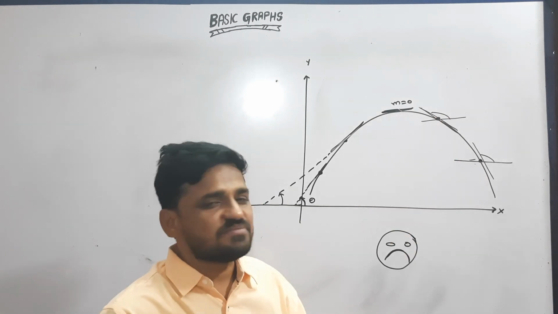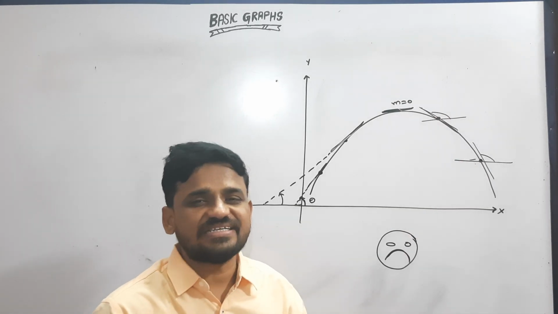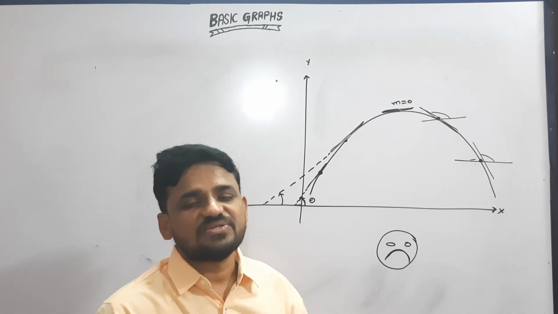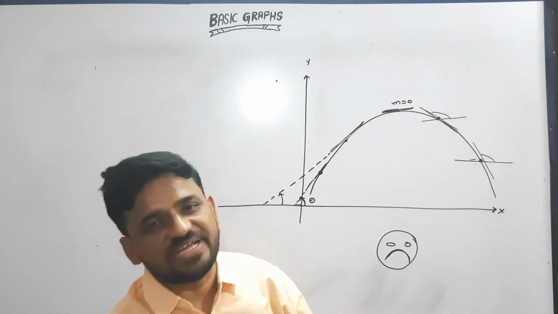Negative angle increases means slope decreases. Totally this graph represents slope decreases.